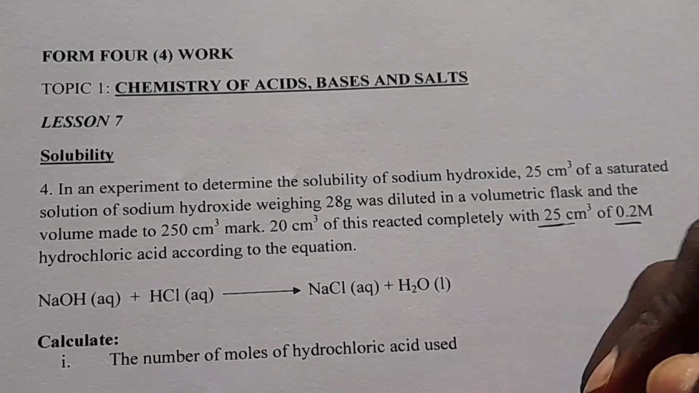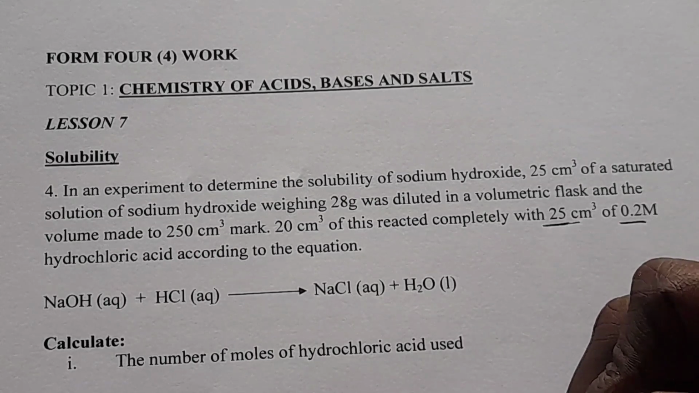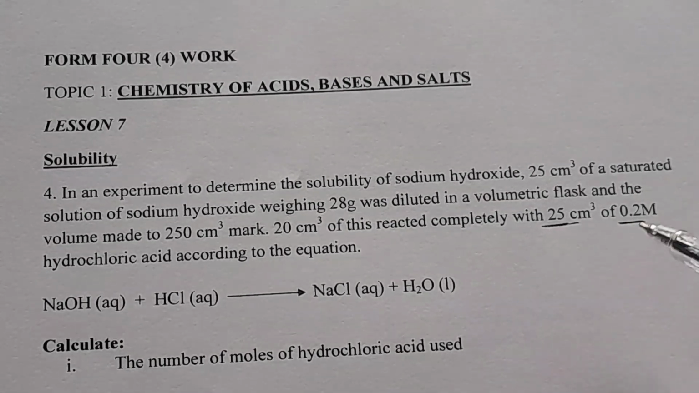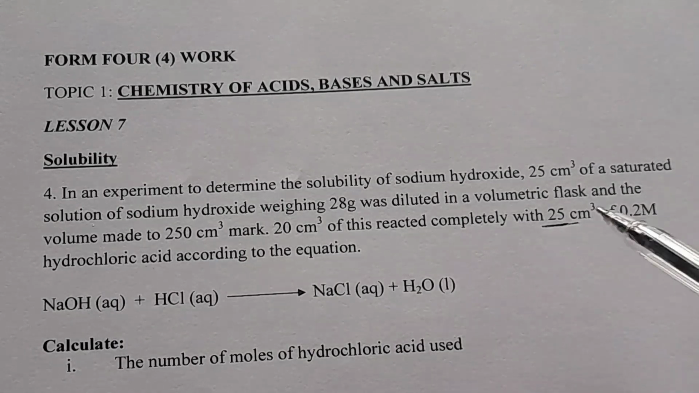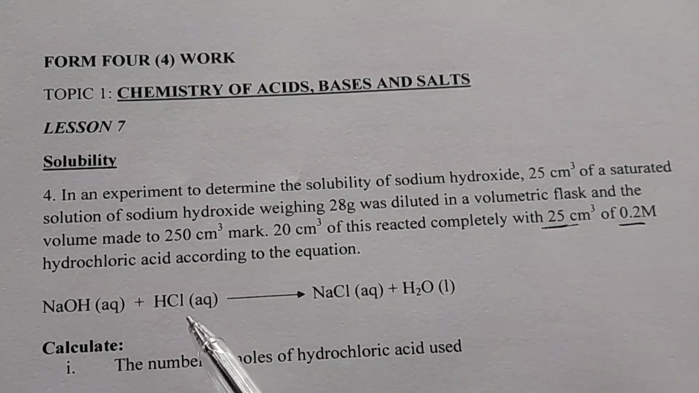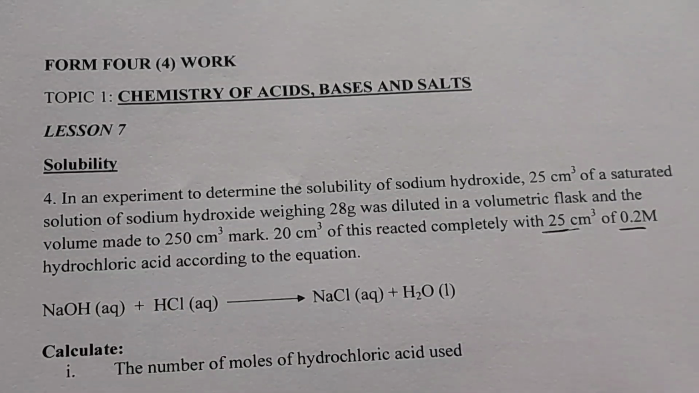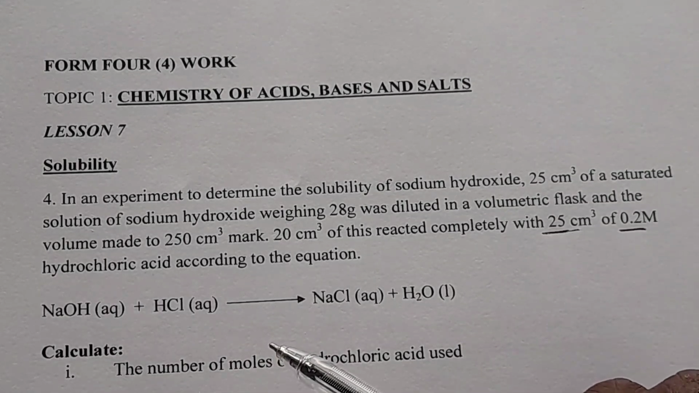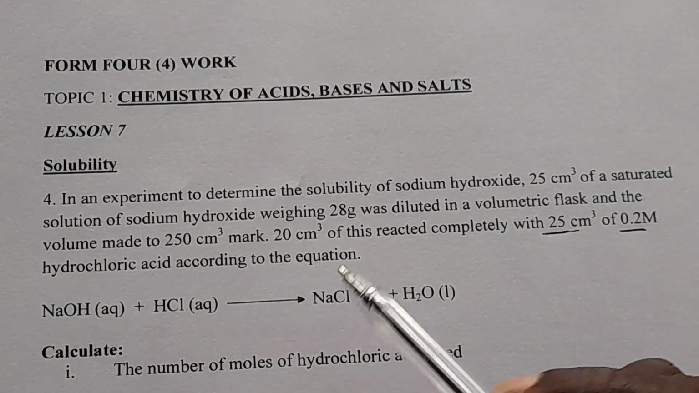So what were the procedures for calculating the mass of the analyte? The first step, you are supposed to calculate the number of moles of the standard solution, that's the hydrochloric acid. Thereafter, you use the given equation, using the mole ratio, to calculate the number of moles of the analyte, in our case sodium hydroxide. Thereafter, you look at your aim. If you are looking for the mass, you take the moles and multiply by the RFM so that you get your mass. Okay, let's start the first question.